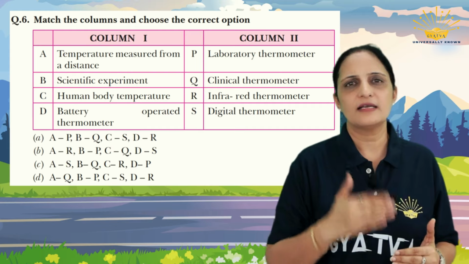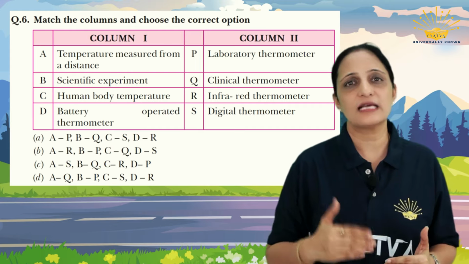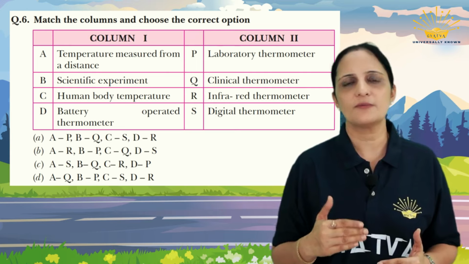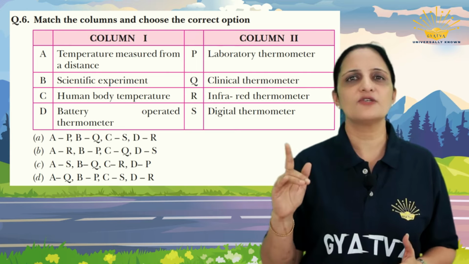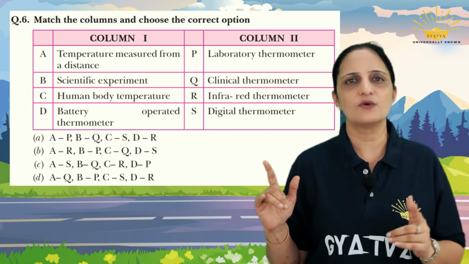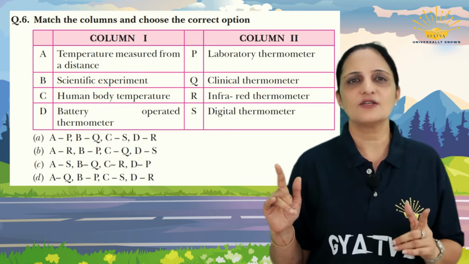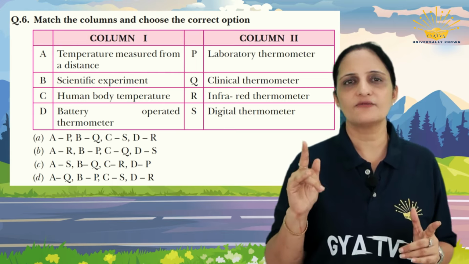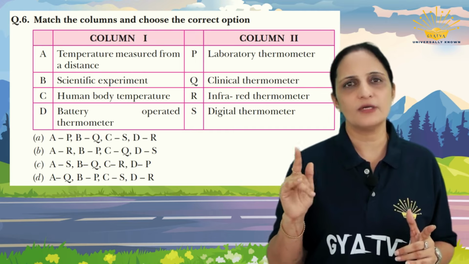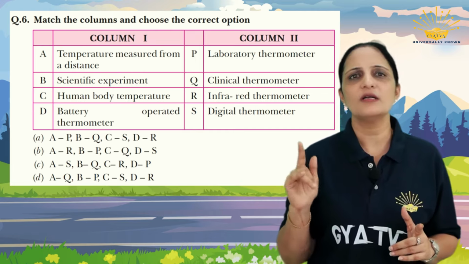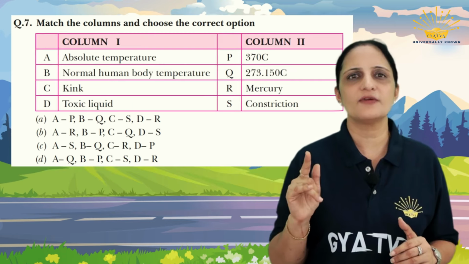In column 1: temperature measured from a distance, scientific experiment, human body temperature, or the battery operated thermometer. If you have to measure temperature from a distance, it has to be an infrared thermometer. So A goes with R. As you can see, the correct option would be B. Scientific experiment, the first; human body temperature would be your clinical thermometer, and the battery operated thermometer would be your digital thermometer.